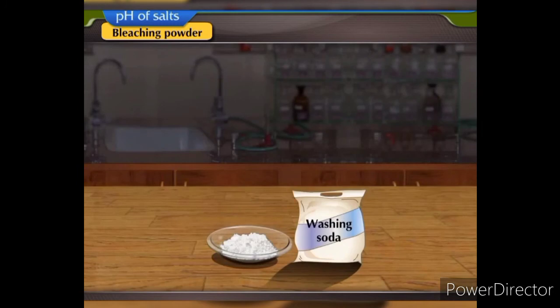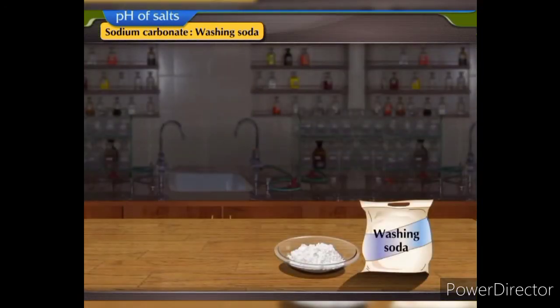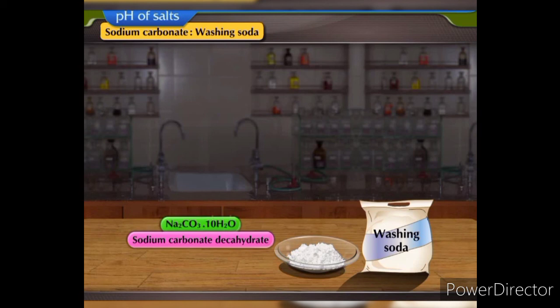We are familiar with the use of washing soda as a cleansing agent. Let us learn more about washing soda. Sodium carbonate, washing soda. Washing soda is sodium carbonate decahydrate. Its chemical formula is Na2CO3·10H2O. Washing soda is alkaline in nature.